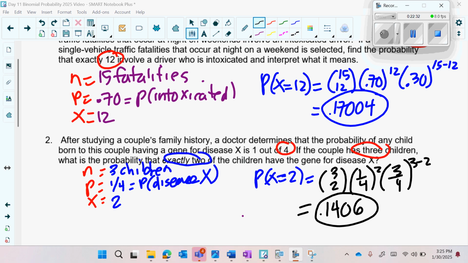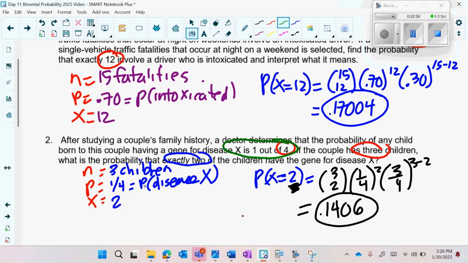All right, so for this one, we had a total of 3 children. So that's N, that's a finite number. And we wanted to know the probability of exactly 2 out of 3 having the disease X. So the desired number of successes is 2 out of 3. So that's the X value or K value. And the probability of success is 1 out of 4. So I'm going to circle that. That's P, the probability of success.